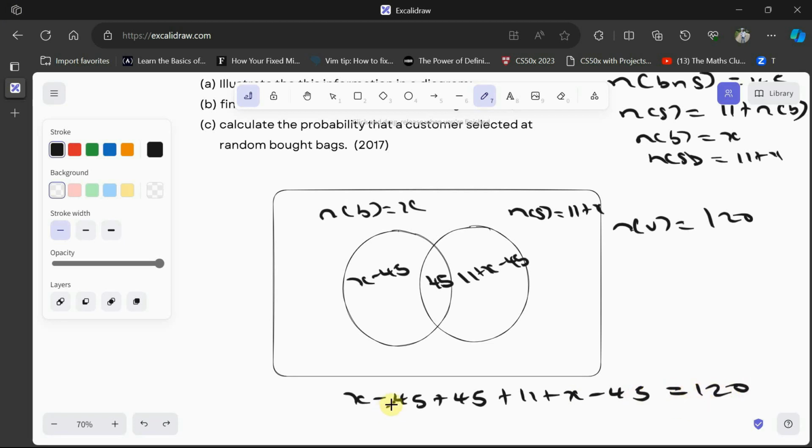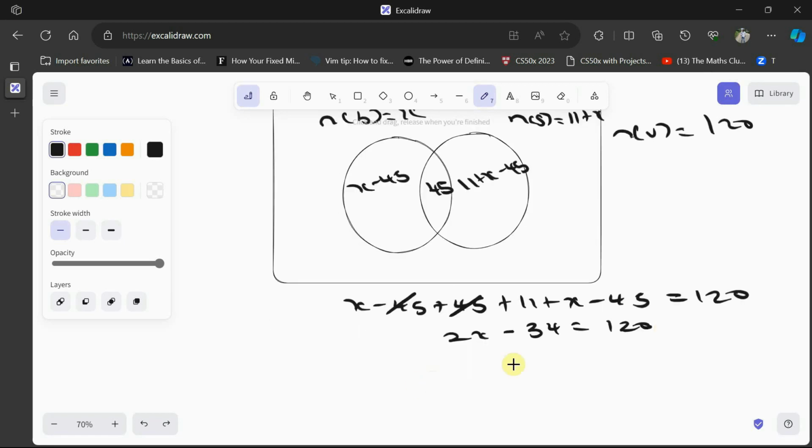So if I cancel out this, minus 45 and plus 45 will go. x plus x is 2x. 11 minus 45, that should give me minus 34. You can try that out on your calculator. So this is equal to 120. If I collect like terms, that will be 2x is equal to 120 plus 34, and our 2x is equal to 154.